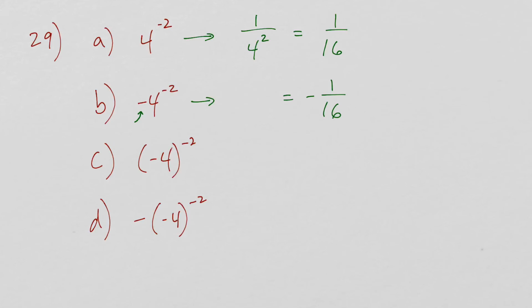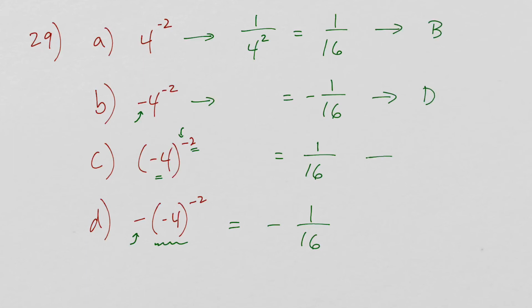This here is going to become, well, there's an even exponent, so that's going to make this a positive 16. So this will become, the negative exponent inverts it, so this becomes 1 over 16. And finally, part D, we do the same thing we did in part C, but then we tack the negative on. So this is -1 over 16. So this corresponds with letter B. This is letter D. And again, so this must be letter B, and this must be letter D.